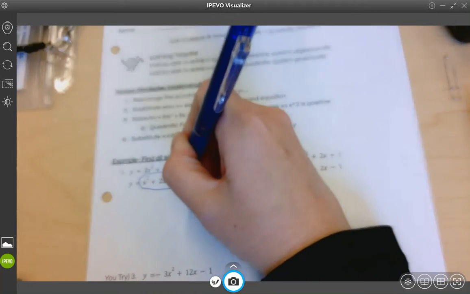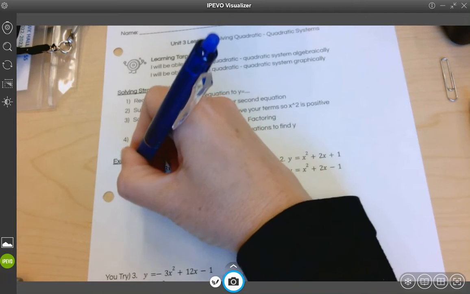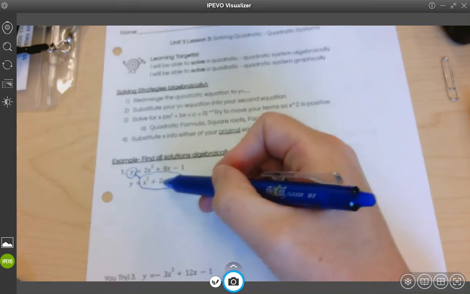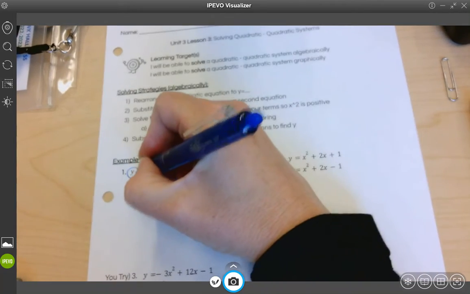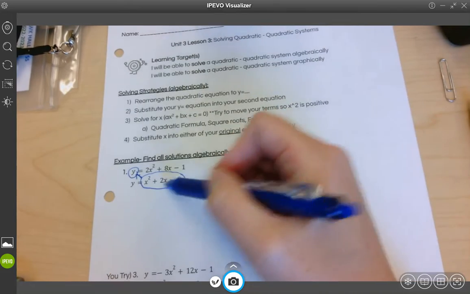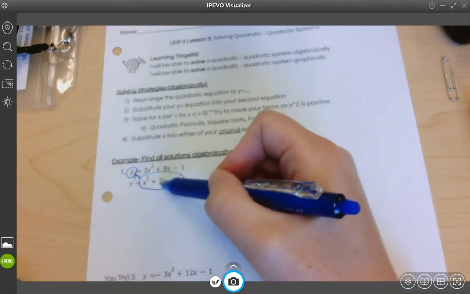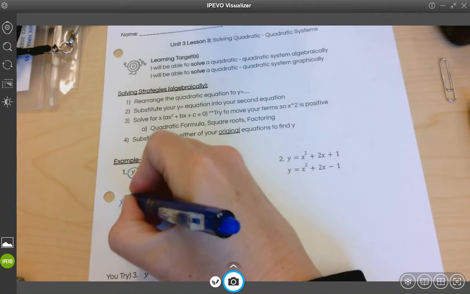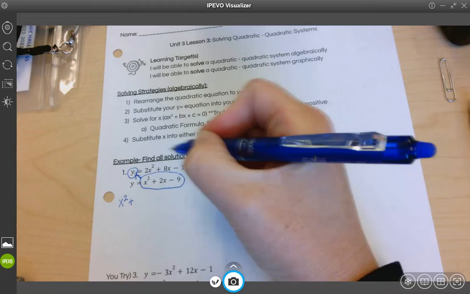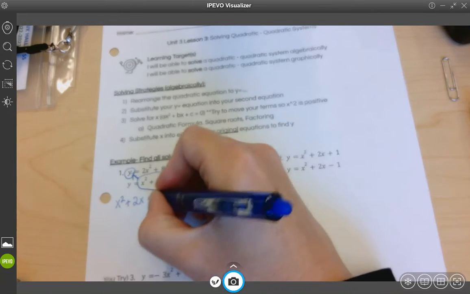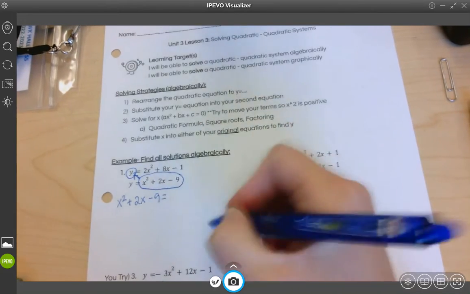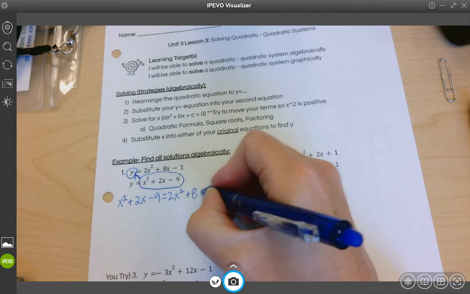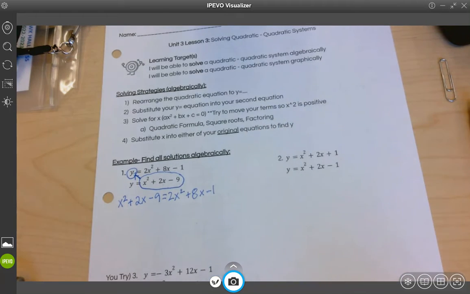And if any of you chose to do elimination, I'll ask you to share your work so that we can see what that looks like. So I'm going to put x squared plus 2x minus 9 instead of the y here, because my second equation says it equals y. So if they're equal, you can substitute one for the other. So instead of y, I have x squared plus 2x minus 9. And then on this side, I've got 2x squared plus 8x minus 1.